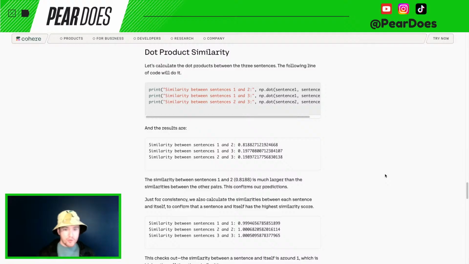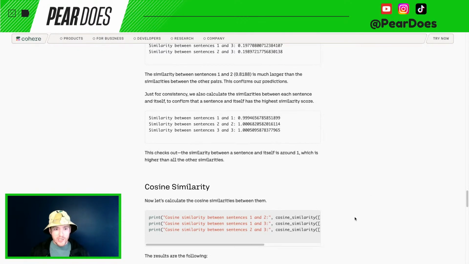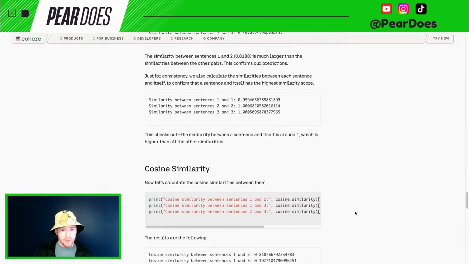So the similarity between 1 and 2 is much larger than the similarities between the other two pairs. And just for consistency, we can also calculate the similarities between each sentence and itself to confirm that a sentence and itself has the highest similarity score. Sentence 1 versus 1 is rounding up to 100%, and the other two are 100%, actually a little bit over 100%. This checks out: the similarity between a sentence and itself is around 1, which is higher than all the other similarities. Now let's calculate the cosine similarities between them.